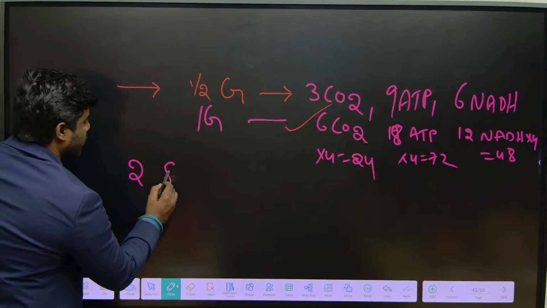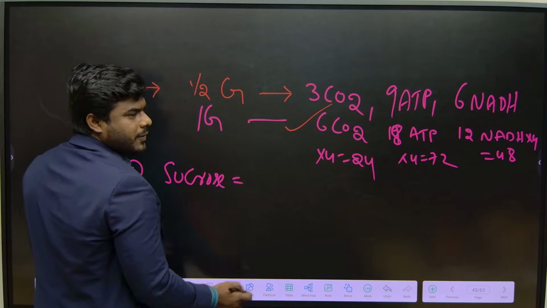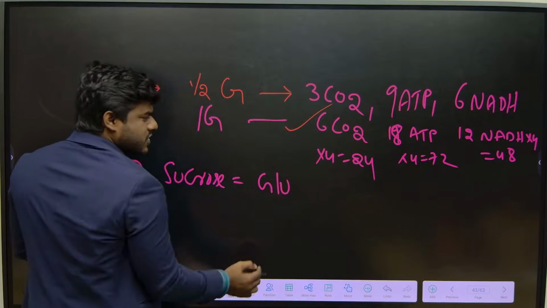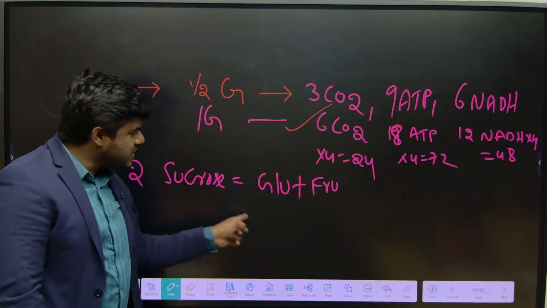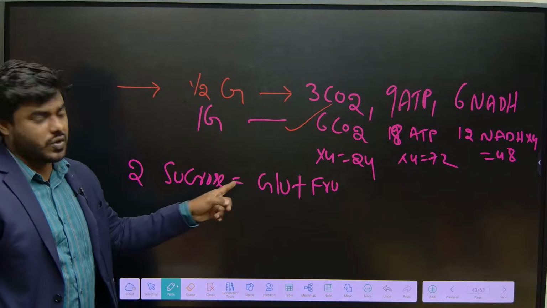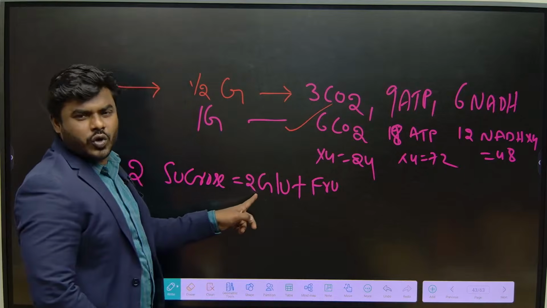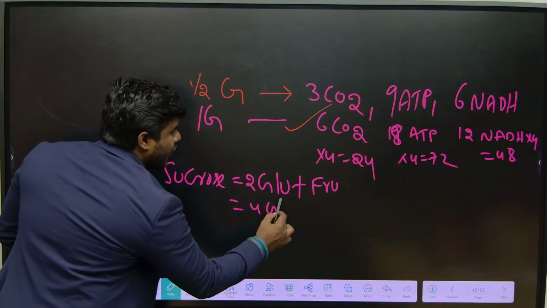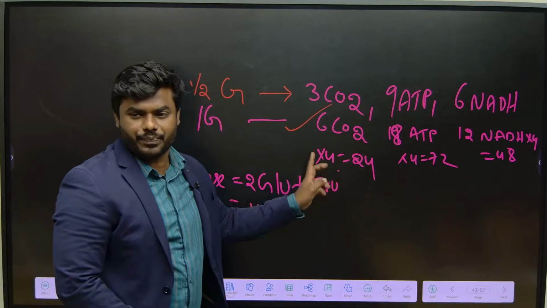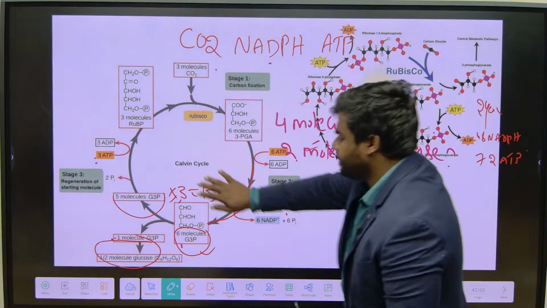Okay. And I also asked you for 2 molecules of sucrose. Actually, one sucrose is made up of what? One sucrose is made up of 1 glucose plus fructose. Anyway, later fructose gets converted into glucose only. Hence, we can consider 1 sucrose is generally made up of 2 glucoses. And I asked you for 2 sucroses, which is definitely 4 glucose. So, which will be the same. Correct? Right.